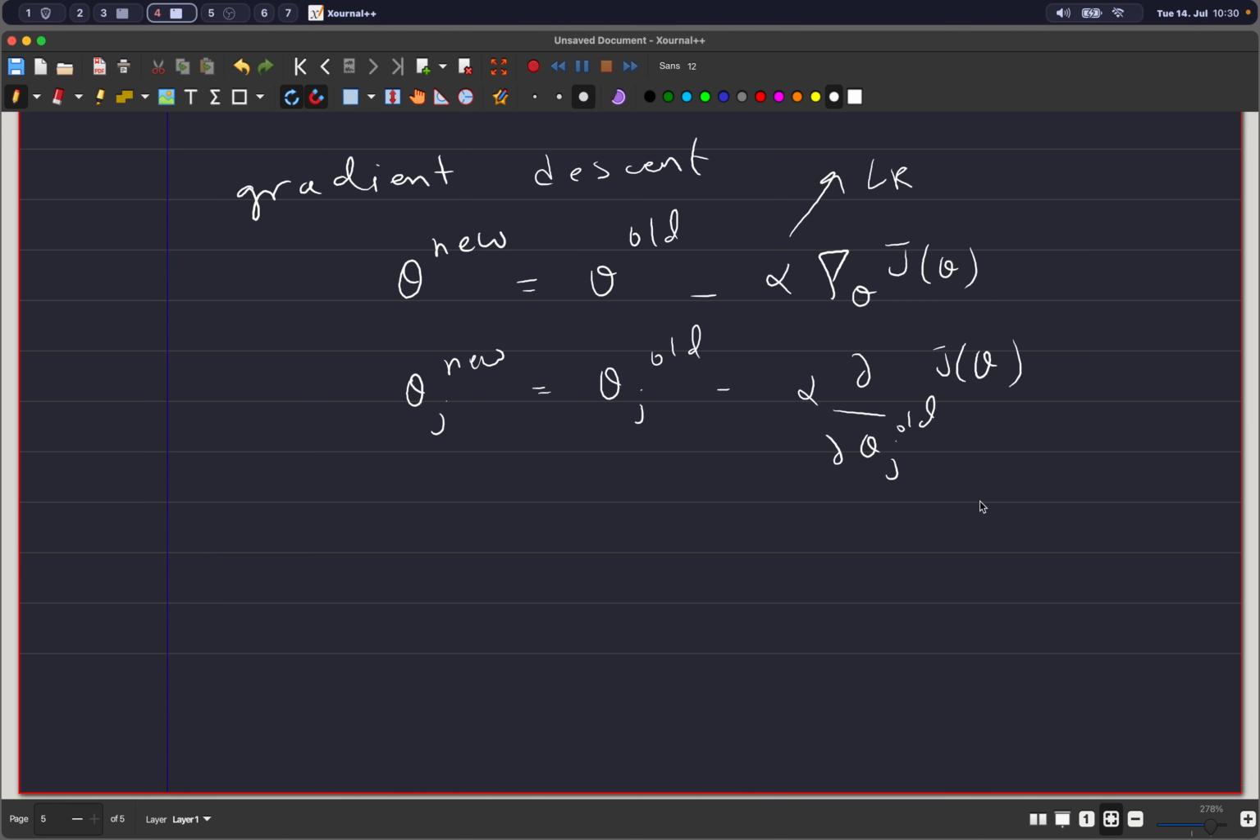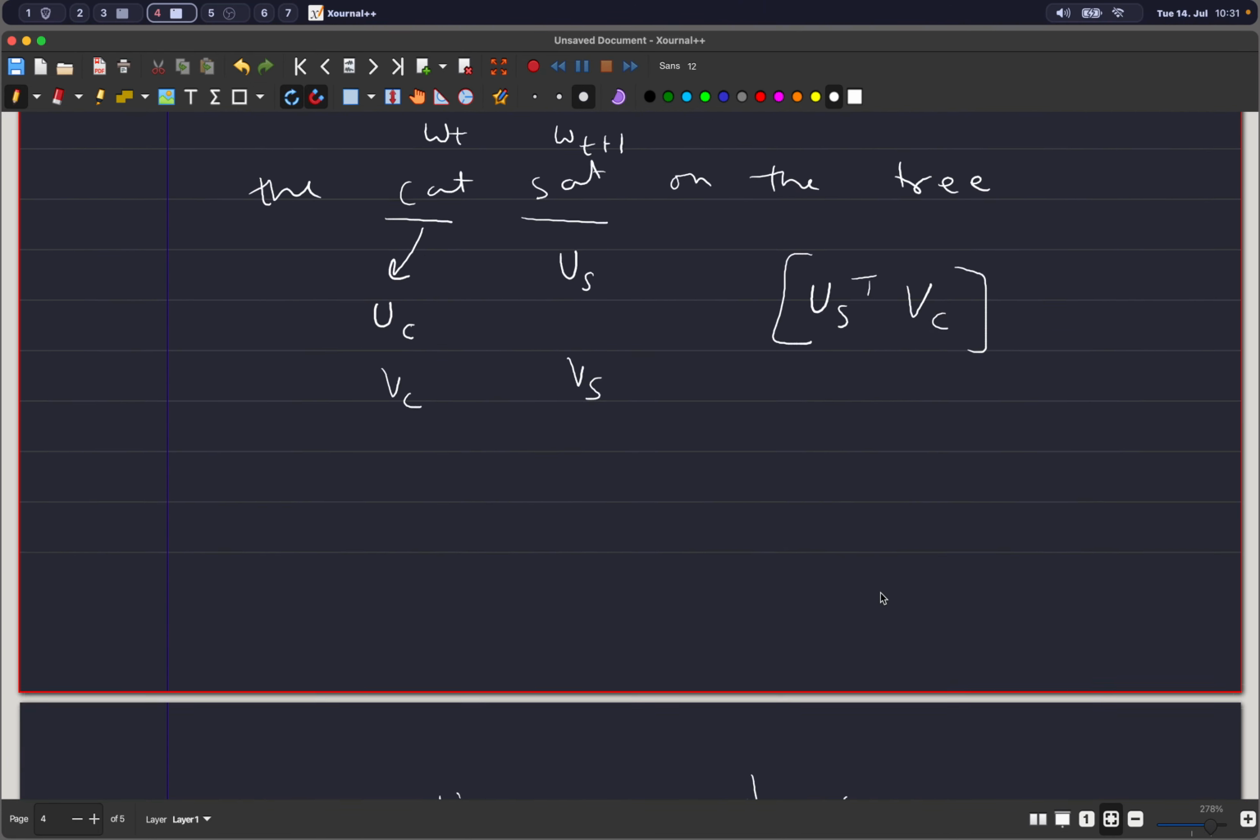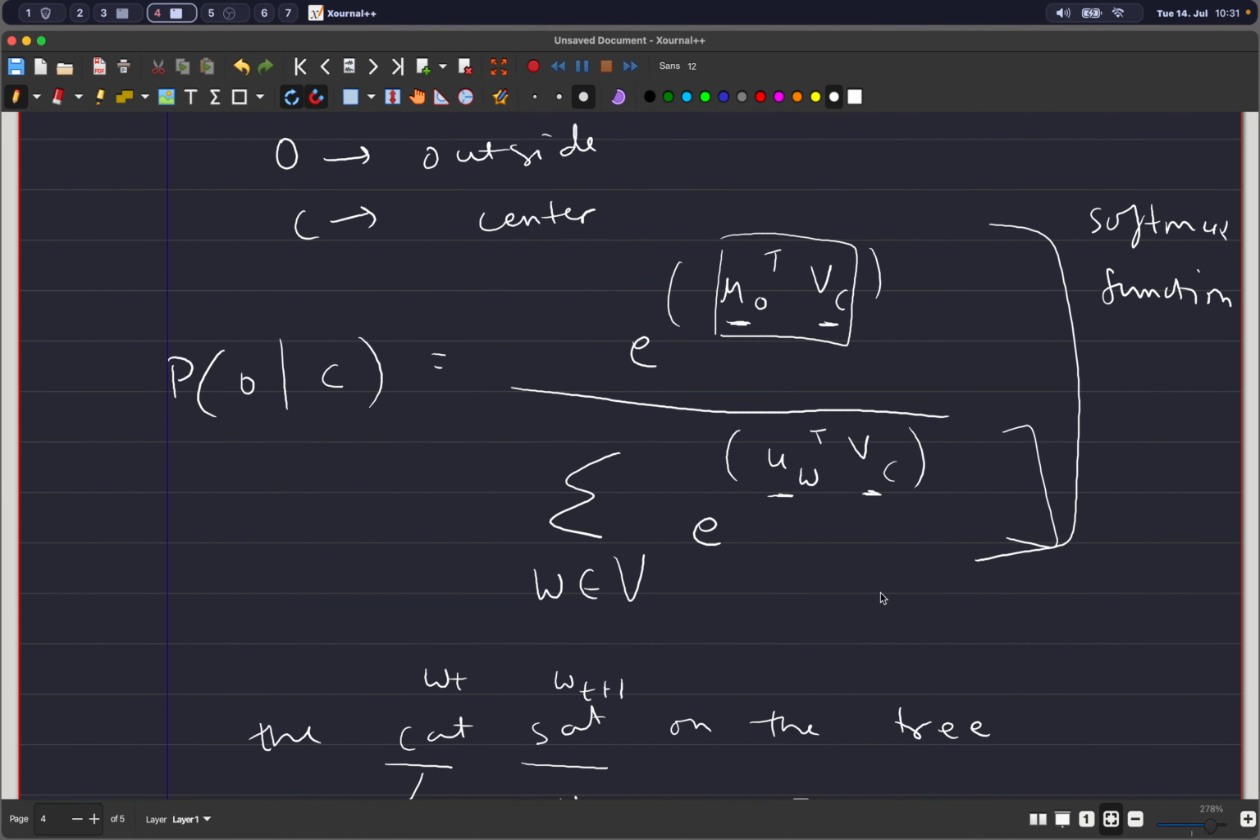So J theta is a function of all the windows in the corpus, right? We are just focusing on one center word, and we will go through every center word in the entire corpus. You will observe that J theta is very difficult to calculate. Why? Because for every center word and every context word, we will have to calculate a normalizing factor.